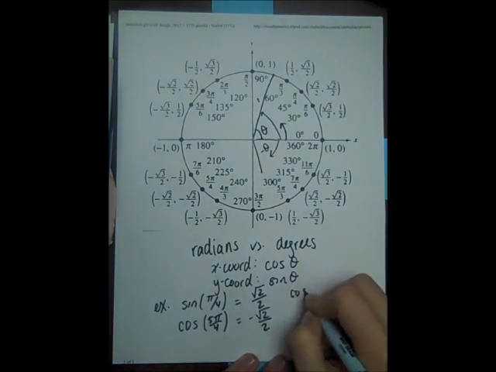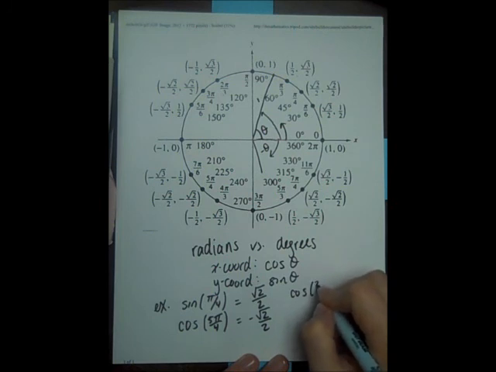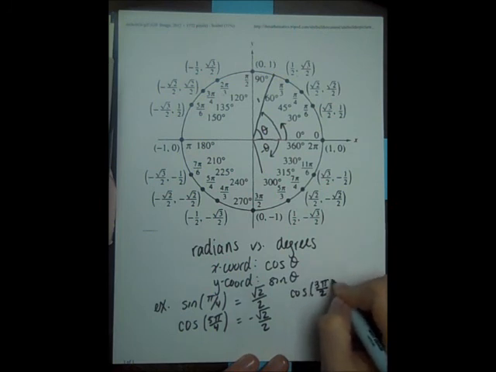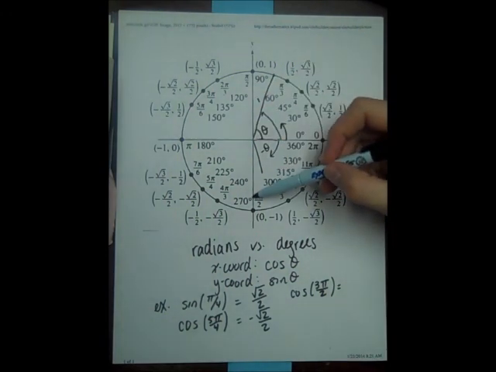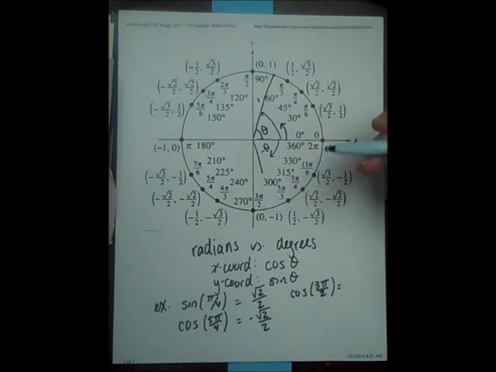How about cosine of 3 pi over 2? So I start at the x-axis. I move in the positive direction to 3 pi over 2. I look at the x-coordinate here because I'm looking at cosine. I see that's 0.